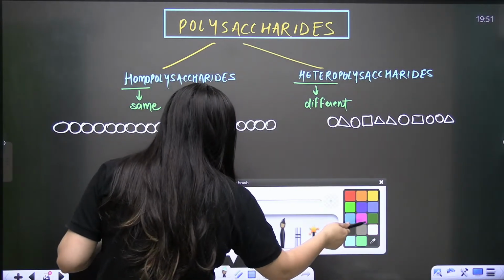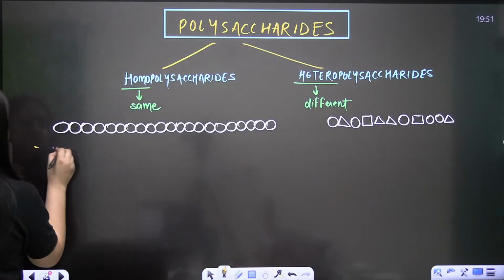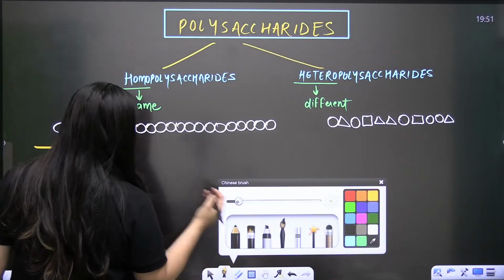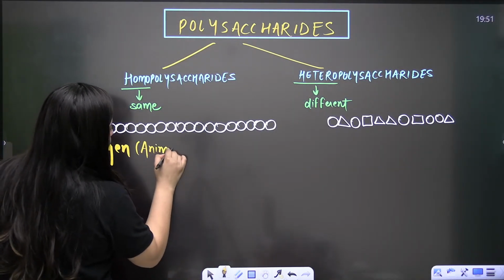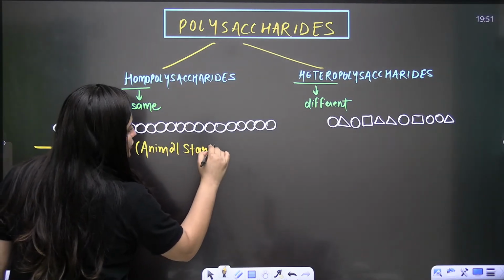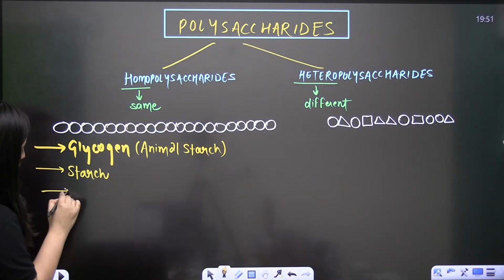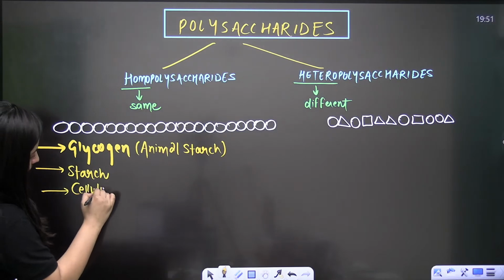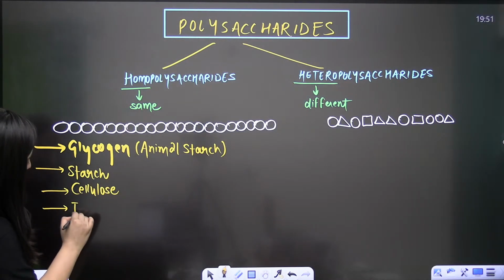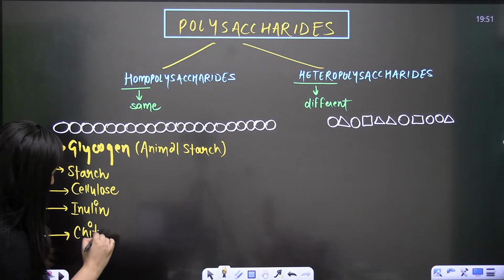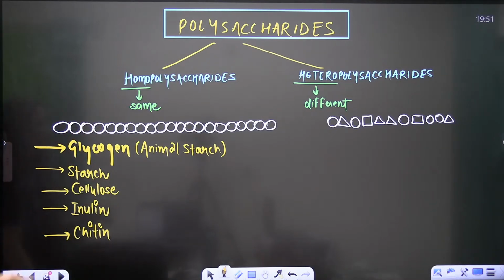Now when you talk about the homopolysaccharides, you have very common examples. They are glycogen, which is also known as animal starch, the stored food in our case. The starch itself, plant stored food, right? The cellulose, which is a beta polymer. The inulin, again playing a role in storage. The chitin. They all are homopolysaccharides.